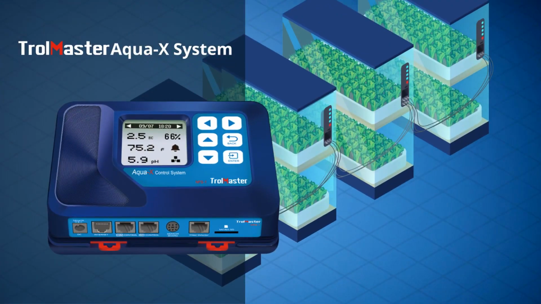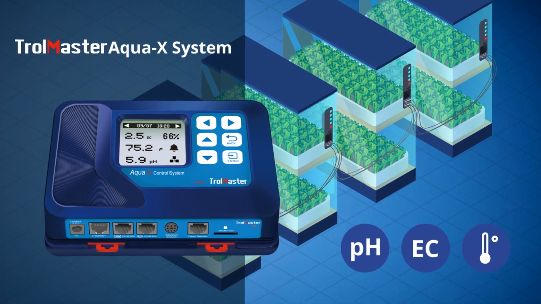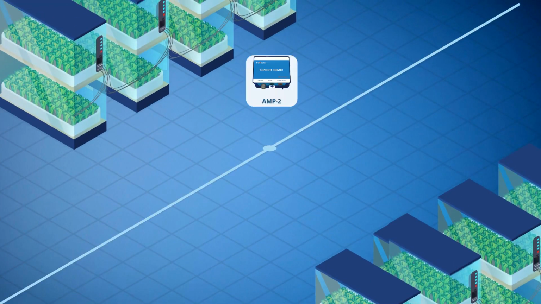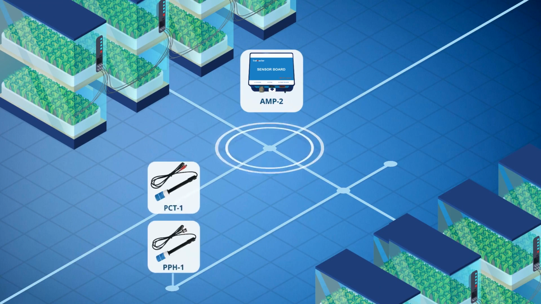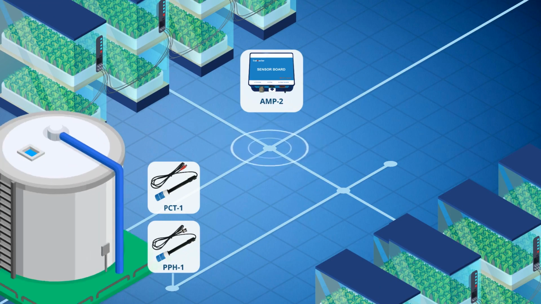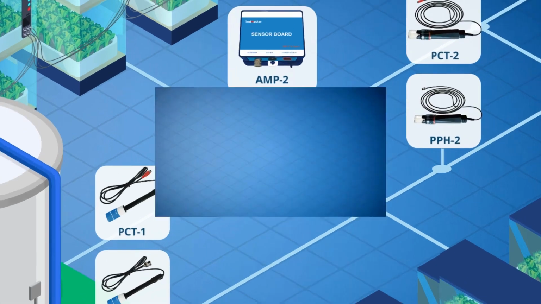The Aqua X system also offers the ability to monitor the pH, EC, and water temperature. A sensor board, AMP2, is designed to connect sensor probes to the system. The PPH1 and PCT1 probes are designed to be used in an open stock water tank. The PPH2 and PCT2 probes are heavy-duty probes and designed to be used in line with existing PVC piping.